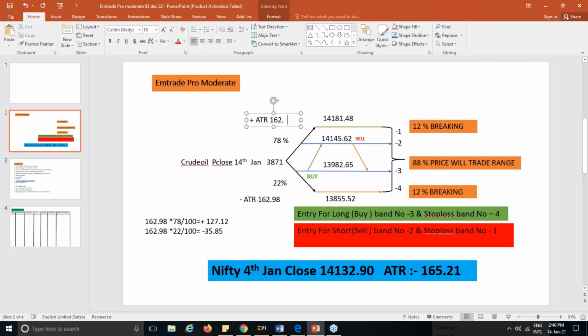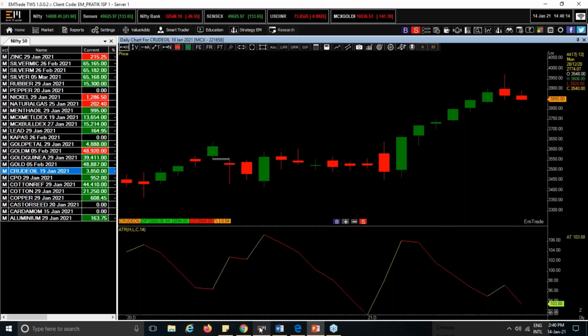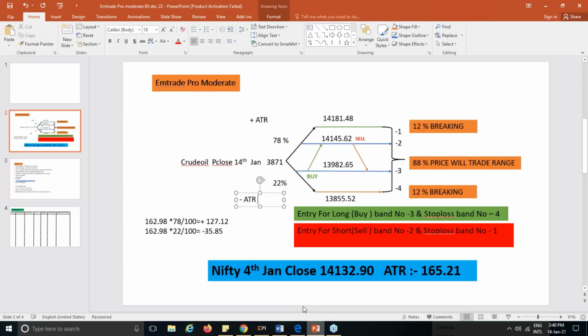Now I want to find one ATR plus and one ATR minus. If I add one ATR plus, what is my yesterday's ATR? ATR is 97.34, and one ATR minus is 97.34. So I get the one ATR plus value, and secondly the one ATR minus value. So can you please calculate it for me to help? 3871 plus 97.34. So what is my one ATR?